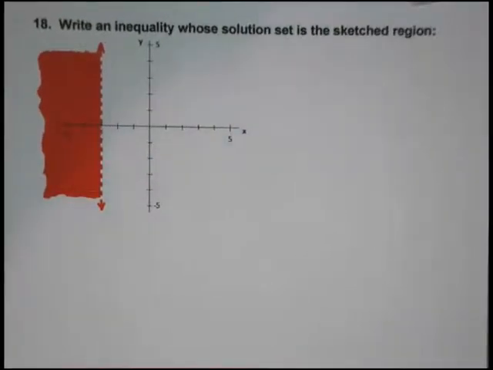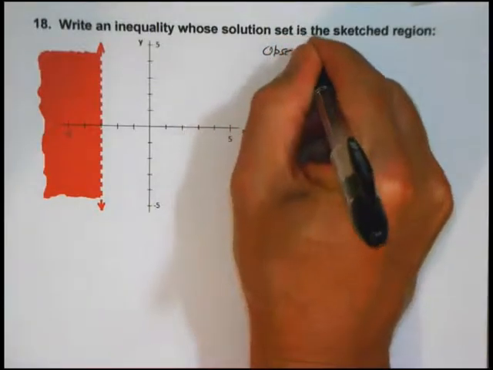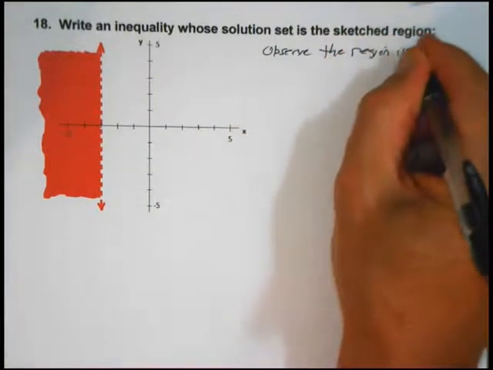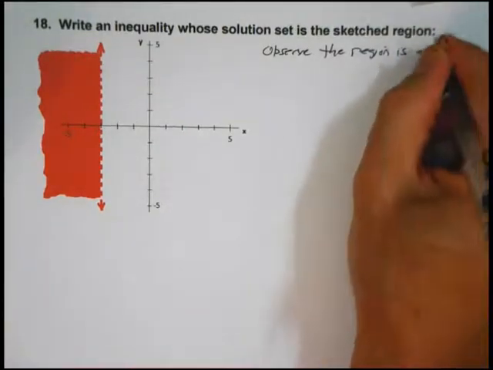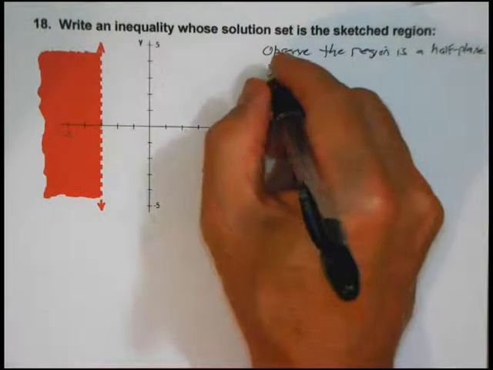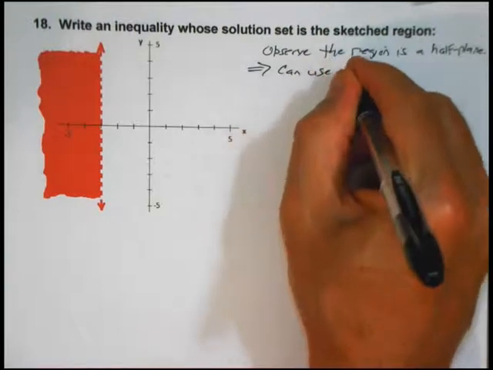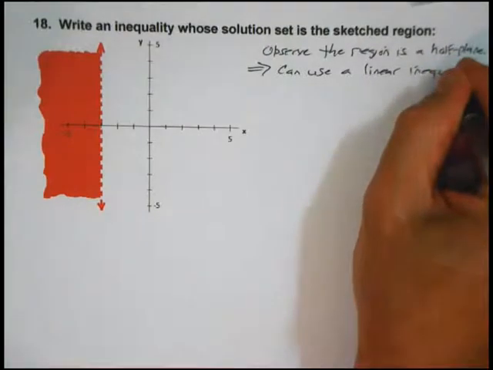Exercise 18. Write an inequality whose solution set is the sketched region. Okay, this sketched region, it's a half plane. So observe, the region is a half plane. Alright, when you have a half plane, you know that you can describe it with a linear inequality. So this implies that you can use a linear inequality.